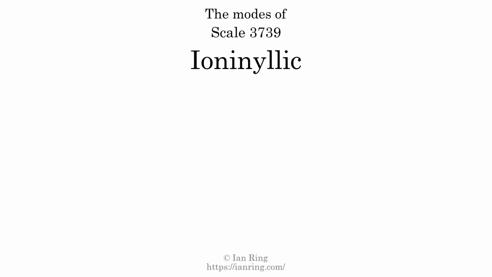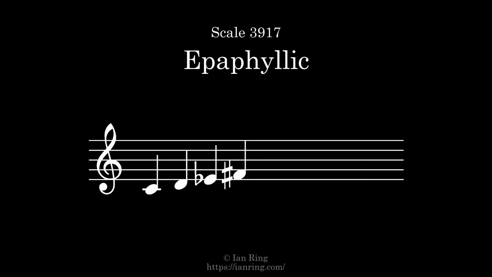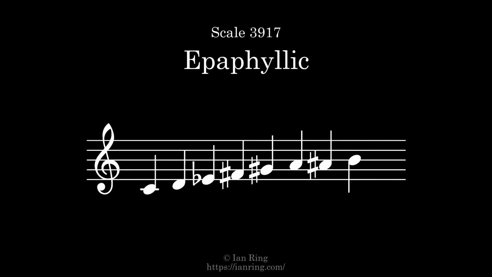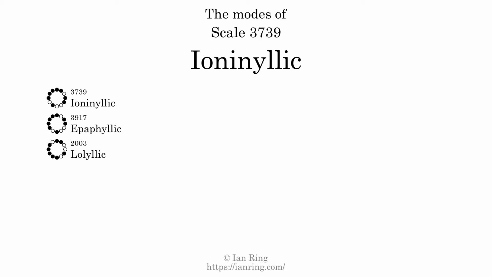This scale has 8 modes. The first mode is itself. The second mode is scale 3917, also known as Imperfections. It sounds like this. The third mode is scale 2003, also known as Ioninyllic. It sounds like this.